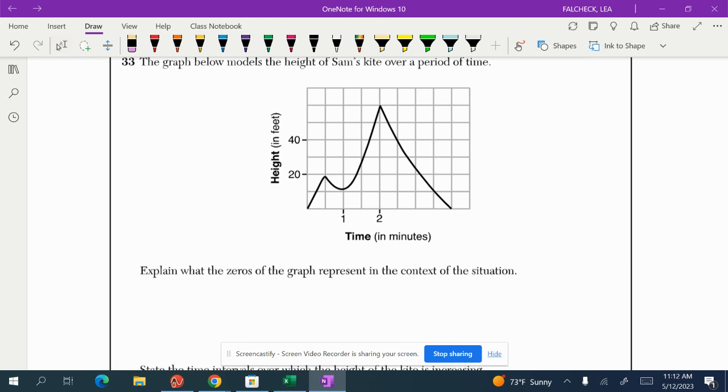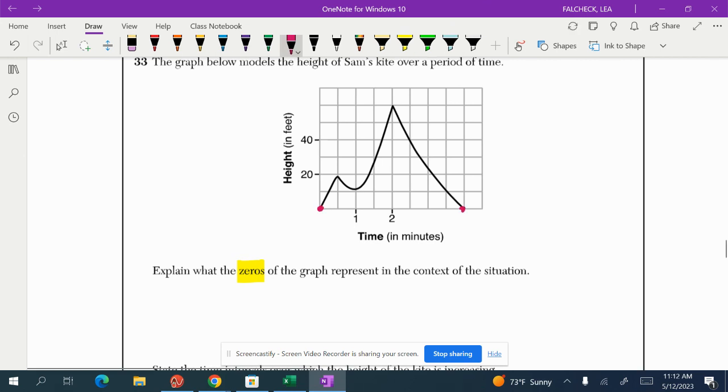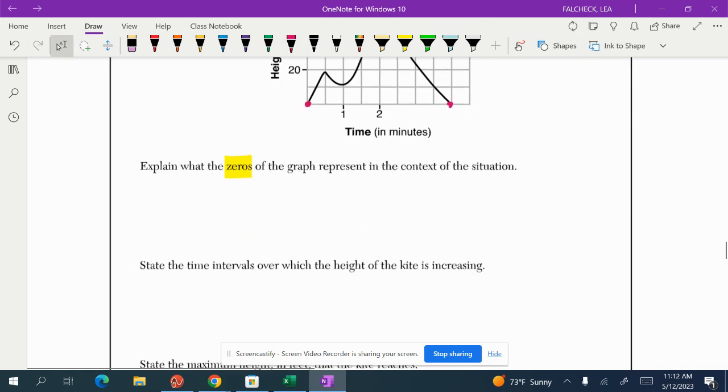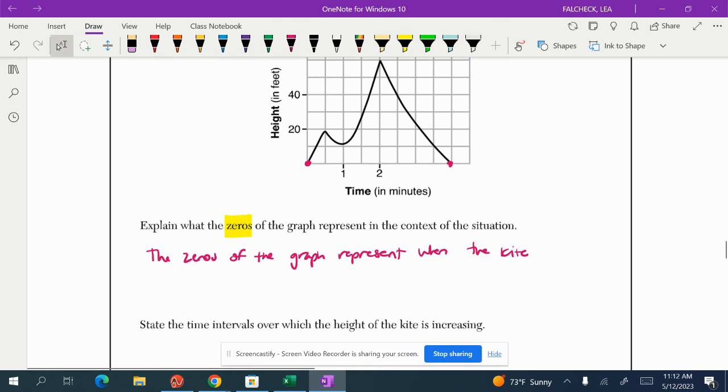So the zeros are going to be the x-intercepts. So where the height of the kite is equal to 0. So we would answer the question here by saying the zeros of the graph represent when the kite, well, when its height is equal to 0. So when the kite leaves the ground, right? And then again when the kite hits the ground.